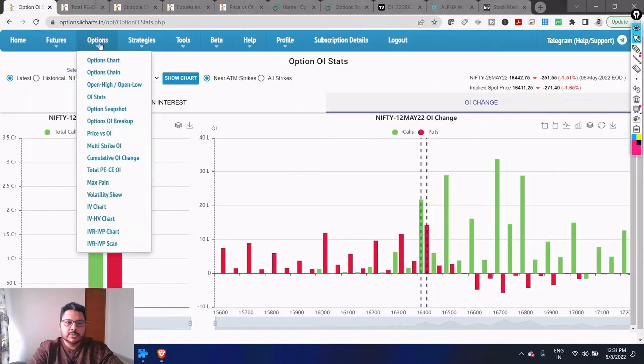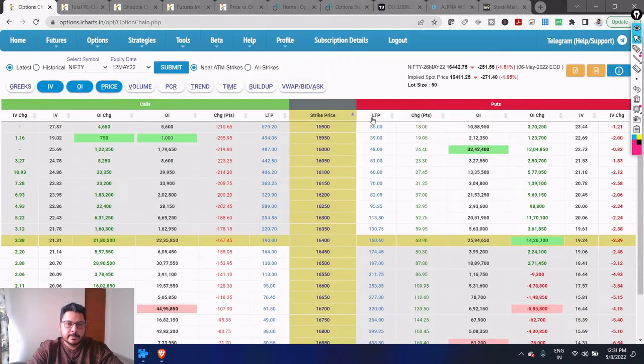So let's look at option chain. Option chain of Nifty has about 16,000. It has open interest of about 32 lakhs. OI change is about 12 lakhs, and 16,400 has 25 lakhs and 14 lakhs respectively. So there is a 400 point difference from this to this, and on the upside it has 16,700, which has the highest open interest built up. So this is a 700 point range.